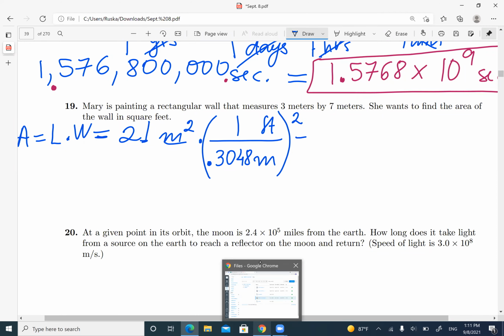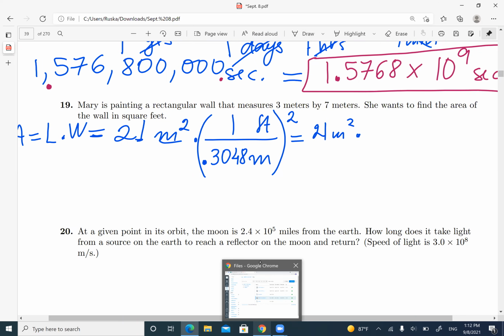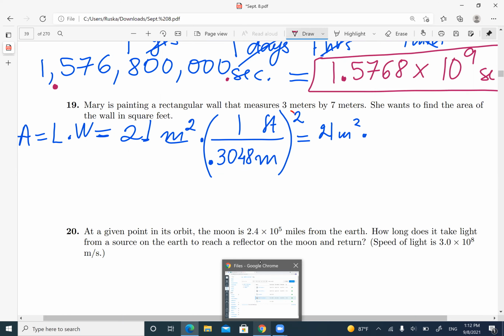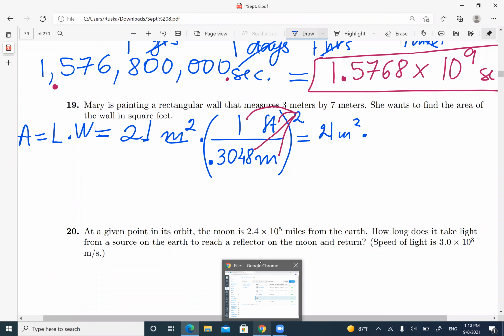I'm gonna write it step by step so you can see. 21 meters squared, we are multiplying here. When you square everything in parentheses, you're gonna square the 1, you're gonna square the feet, you're gonna square the meters, and you're gonna square the number here. So you square everything inside the parentheses. We're gonna get 1 square feet over, now what is 0.3048 squared?